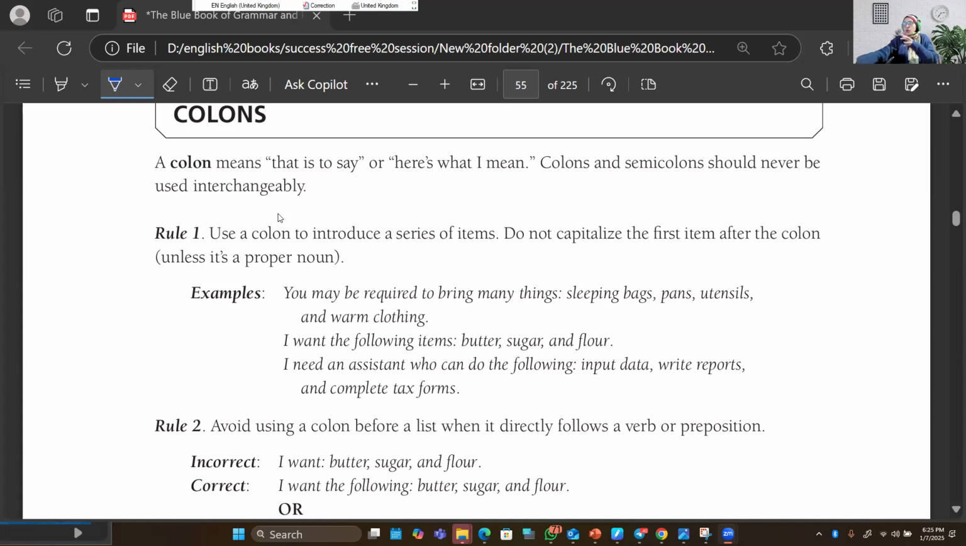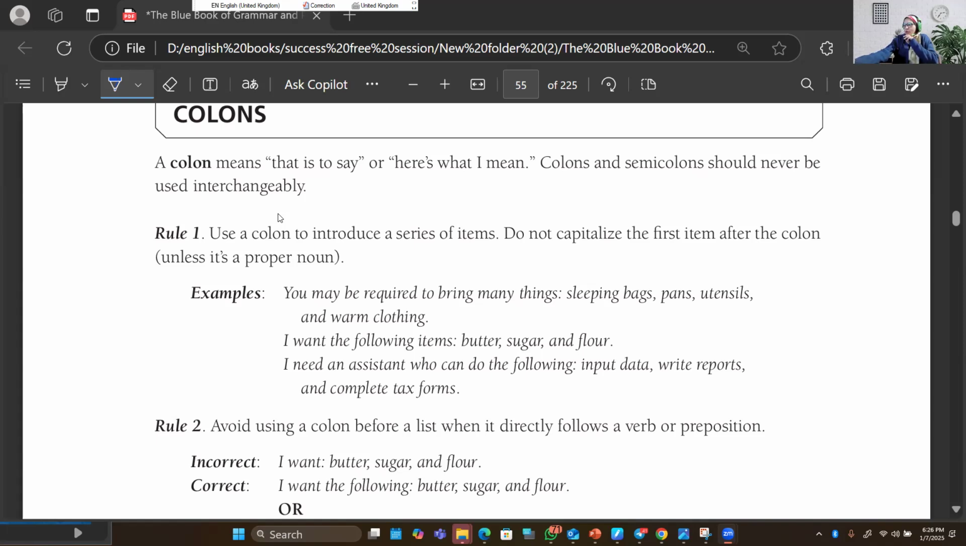We use a colon to introduce a series of items. Do not capitalize the first item after the colon, unless, of course, it's a proper noun. A proper noun is something that we have to capitalize all the way to heaven, inshallah. So, you may be required to bring many things, that is to say, or which are, I mean: sleeping bags, pans, utensils, and warm clothing. I want the following items: butter, sugar, and flour.